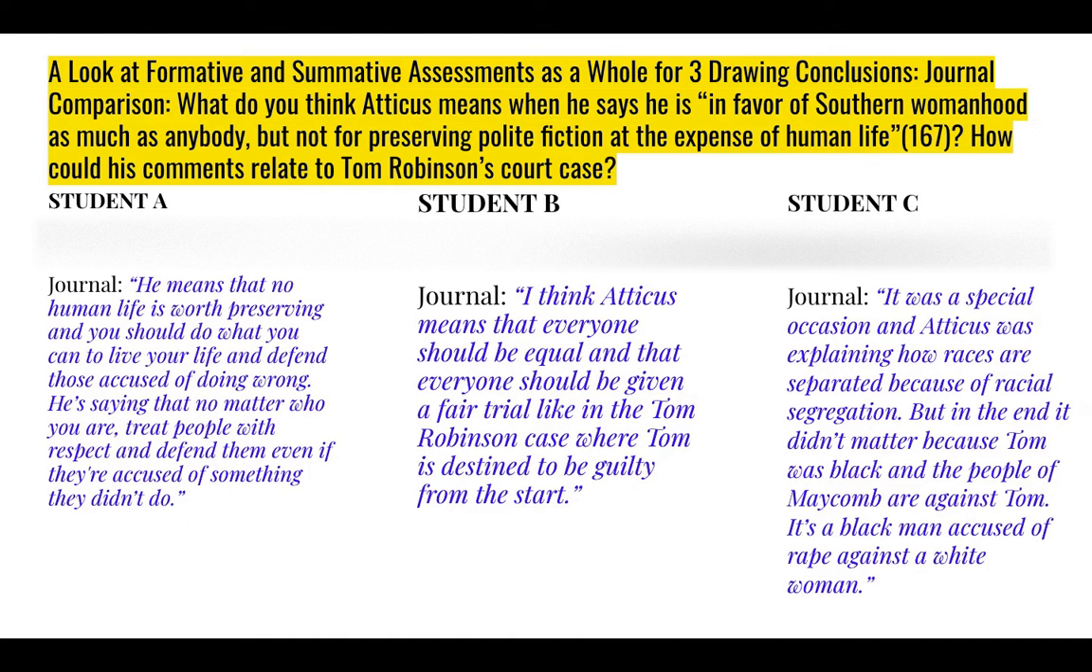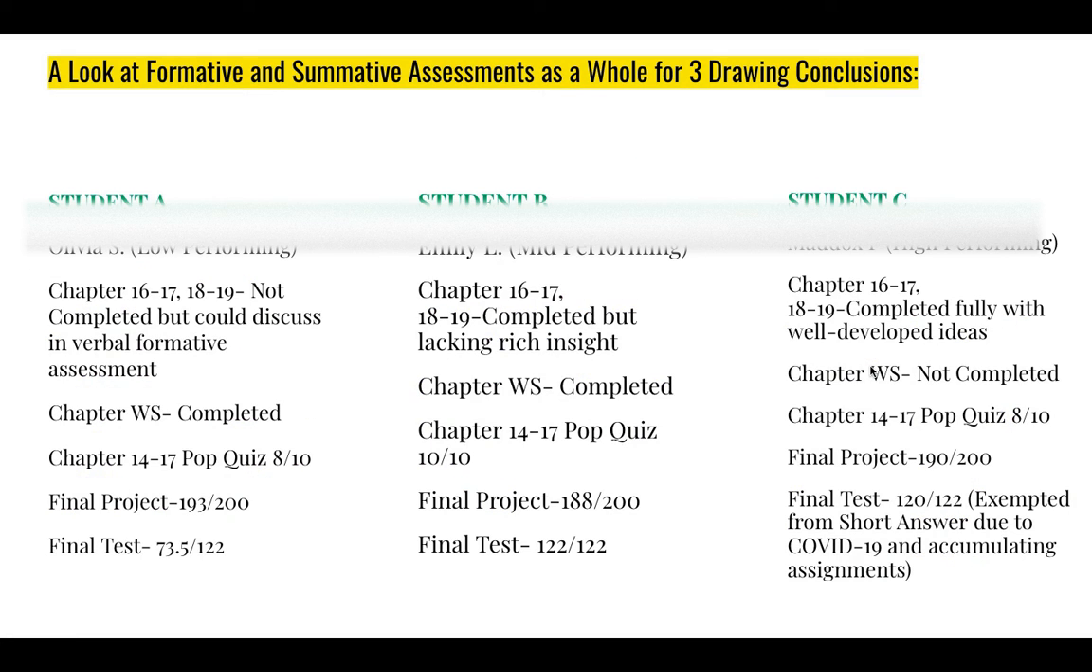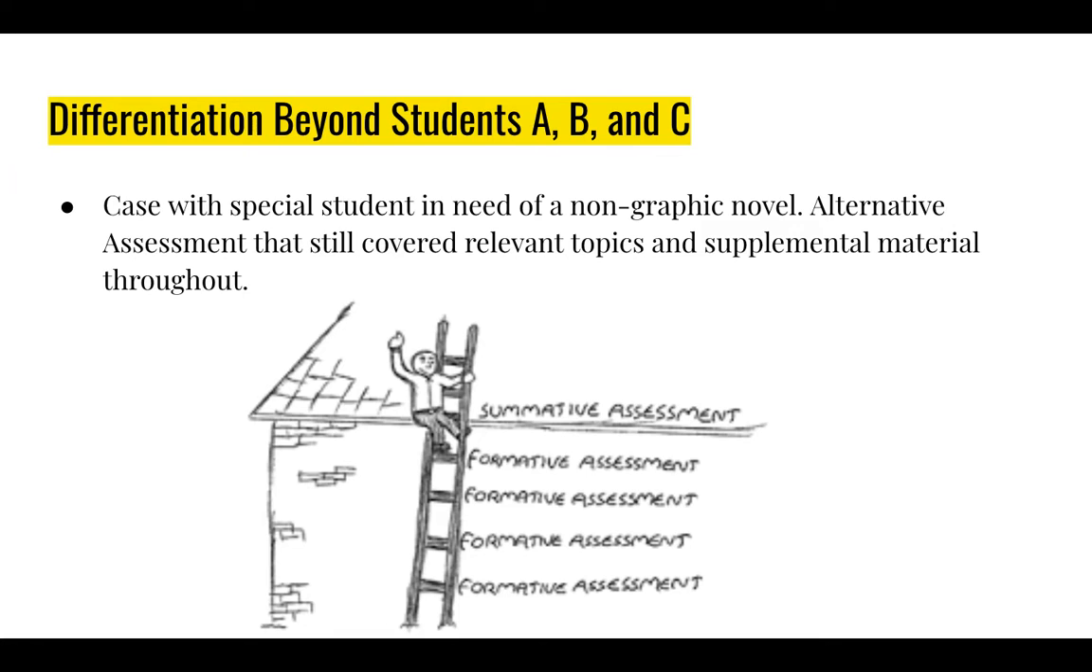I did want to just give you a very specific example. Here's that journal entry where we can really just pause and take a moment to look at this very general view of A, B, and C. So if you notice, they're talking about a journal entry here. "And so he means that no human life is worth preserving. You should do what you can to live your life, defend those accused of doing wrong." "I think Atticus means everyone should be equal." "It was a special occasion." If you want to pause and look over those. Again, we've already reviewed all of those assessments.